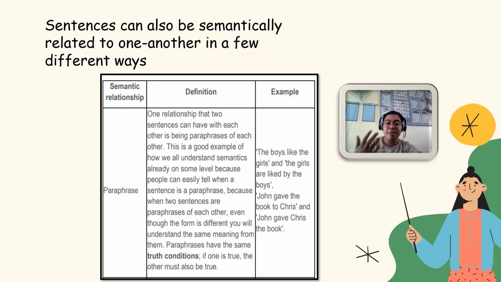Paraphrases have the same truth conditions, meaning that if one is true, the other must also be true. So we have another set of examples. We have here, the boys like girls and the girls are liked by the boys. Another example: John gave the book to Chris and John gave Chris the book. They have the same meaning; it's just being paraphrased, meaning a few groups of words are being changed.